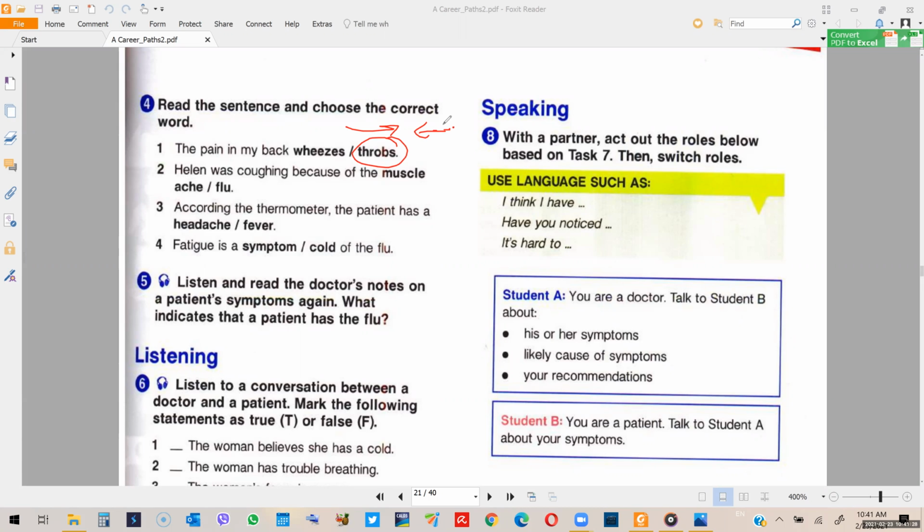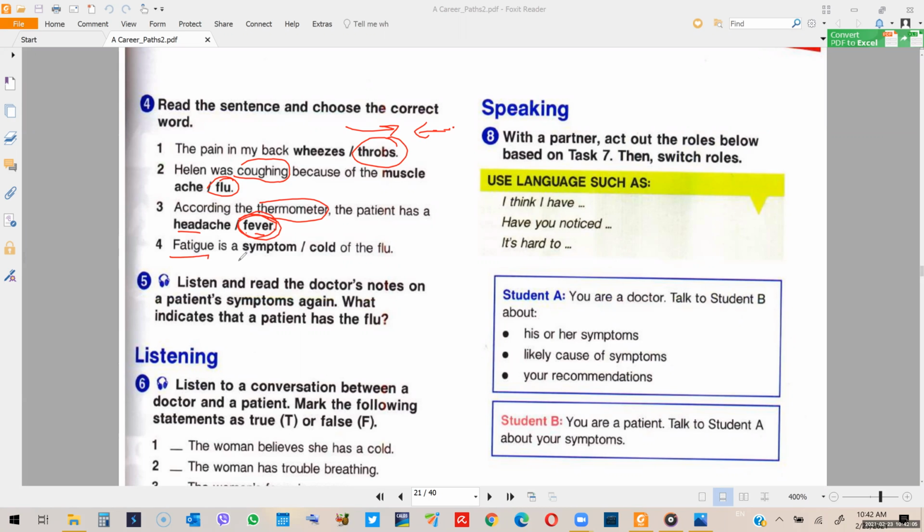Number 2. Helen was coughing because of the muscle ache or flu. Coughing because of, of course, flu. According to the thermometer, the patient has a headache or a fever. According to the thermometer, the patient has a fever. So the answer is fever.